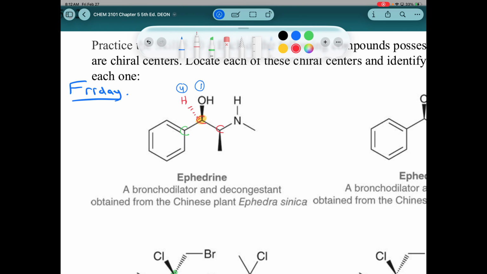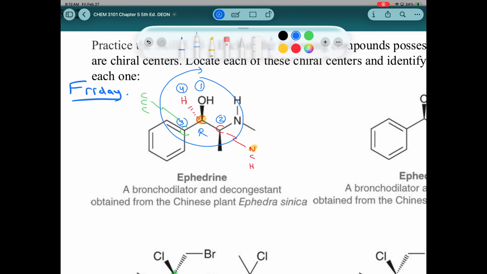And I'll tell you why. The one in green, going away from the chiral center, is attached to carbon, carbon, carbon, but the one in red is attached to nitrogen, carbon, hydrogen. And so your tiebreaker is going to be the nitrogen because nitrogen has a higher atomic number than carbon. And so we go from 1 to 2 to 3, like that, so we're going clockwise. And so what's the chirality? It's going to be R. So we identified that one.